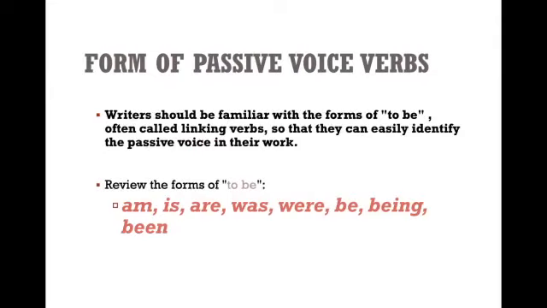Now, writers should be familiar with the forms of to be, often called linking verbs, so that they can easily identify the passive voice in their work. So when we take a look at common forms of the verb to be: am, is, are, was, were, be, being, been. There are other ones like do, did, done, could, should, would, but the most common ones you're going to see are the eight on the screen.